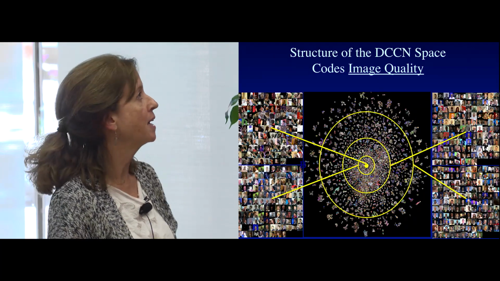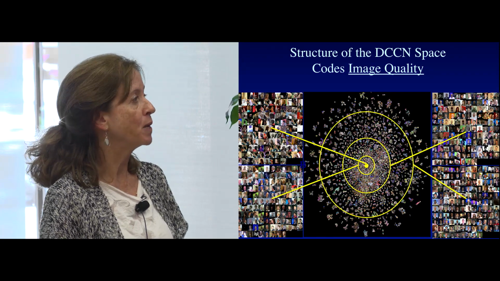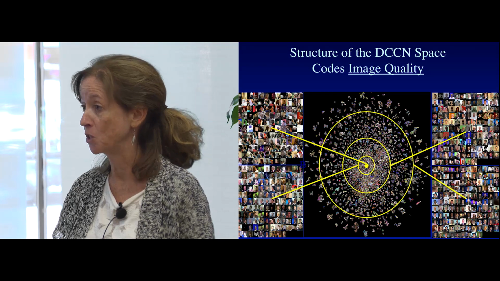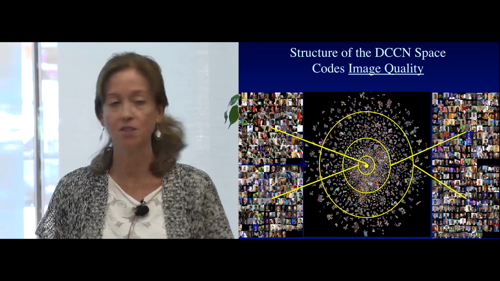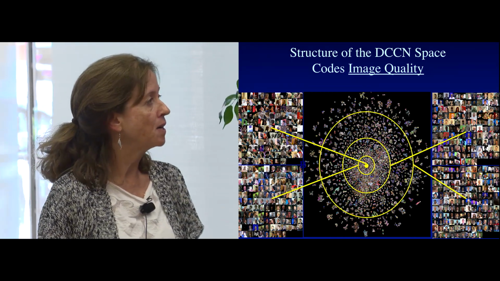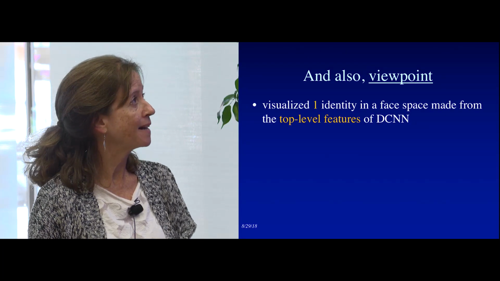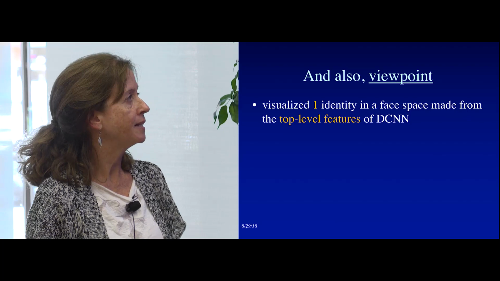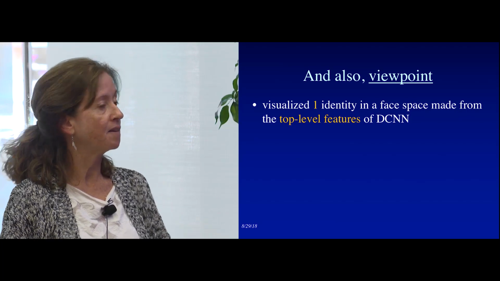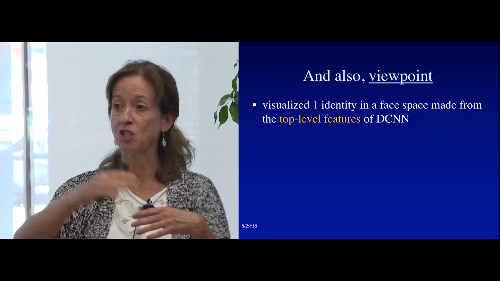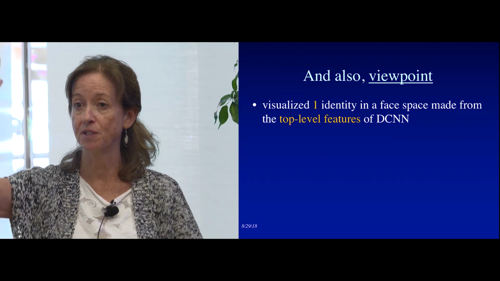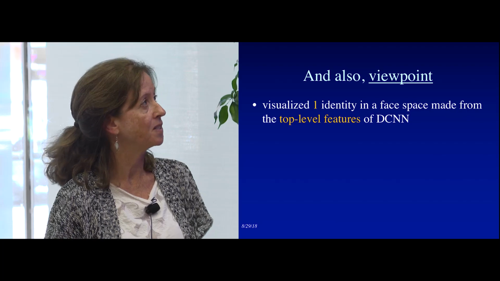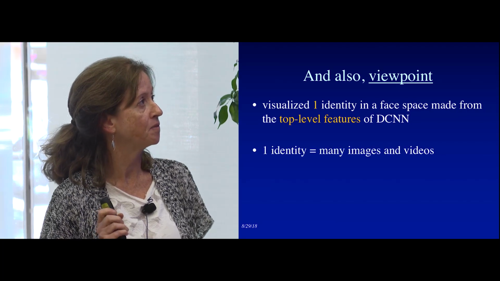Okay, so first clue is that the structure of the DCNN space is very different than the ones we've seen before. And certainly we know that in these feature vectors we have information about image quality, which is great for the computational stuff. But also, by way of hint, we have something about viewpoint in these representations. And so to give you a little bit closer look at this, viewpoint obviously because we're seeing systematic changes in profile to frontal as you go further out into the space. But we visualized one identity in this face space made by the top level features.